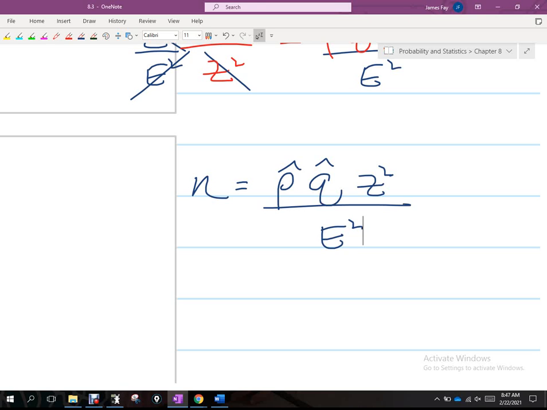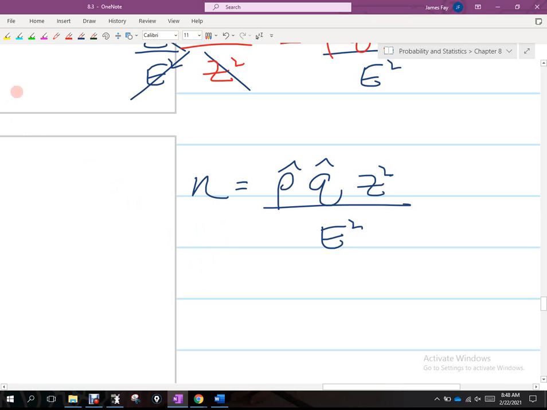It's going to give us the bare minimum value of N that will guarantee the error that we were interested in. Now, if you have preconceived ideas about what P hat could be, maybe I've already done a study and I know P hat might be 0.6. Then I can use that, 0.6 here and 0.4 there. But if you're the initial study here, then that's the approach we're going to go.